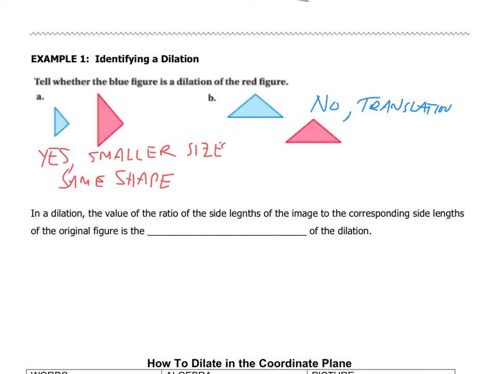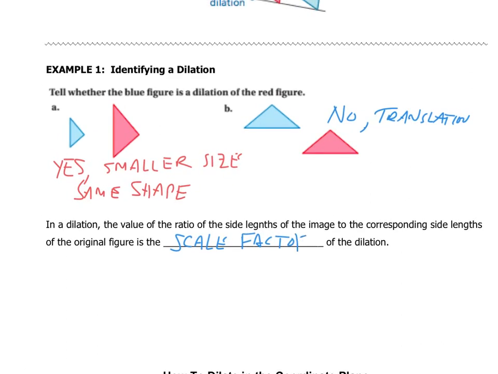In a dilation, the value of the ratio of the side lengths of the image to the corresponding side lengths of the original is called the scale factor. This is how we can determine side lengths as these get bigger or smaller. We use the letter K to represent the scale factor when we're solving things, and we'll see some of that as we go forward. But the letter K means the scale factor.